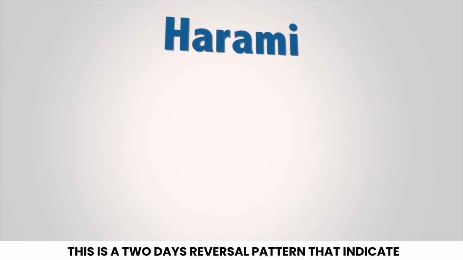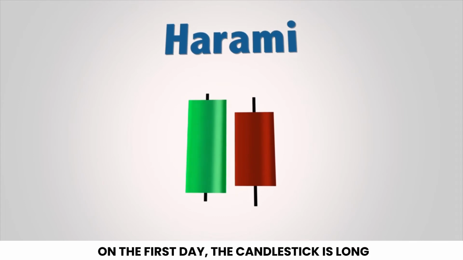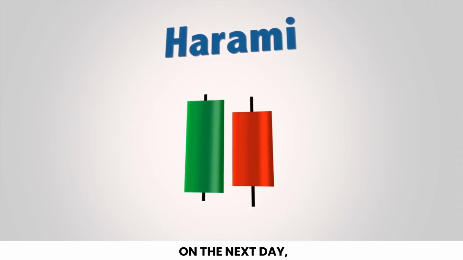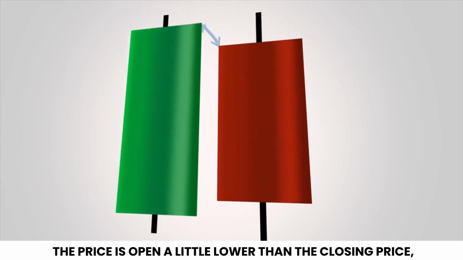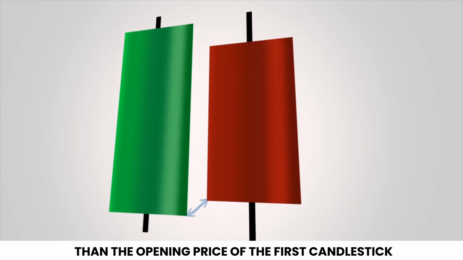Harami. This is a 2-day reversal pattern that indicates a bearish or bullish outlook. On the first day, the candlestick is long and green and supports the major trend. The next day, the price opens a little lower than the closing price of the first candlestick and closes a little higher than the opening price of the first candlestick.